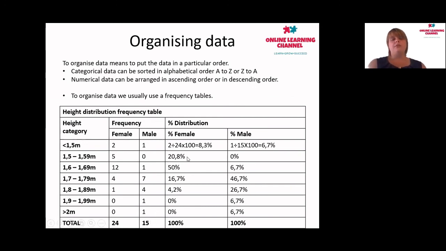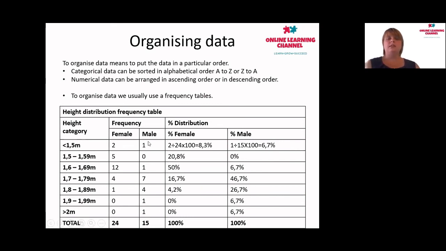After that, I have to calculate the percentage distribution. How do I calculate that? I say, okay, in this interval, there's two females out of 24 that are shorter than 1.5. So I'm going to say 2 divided by 24 multiplied by 100 because I want percentage, and that's going to give me a total of 8.3%. I'm going to do that with everything. I'm going to complete it, and already you can see, oh wow, there's 50%. So the females tend to be between 1.6 and 1.69.